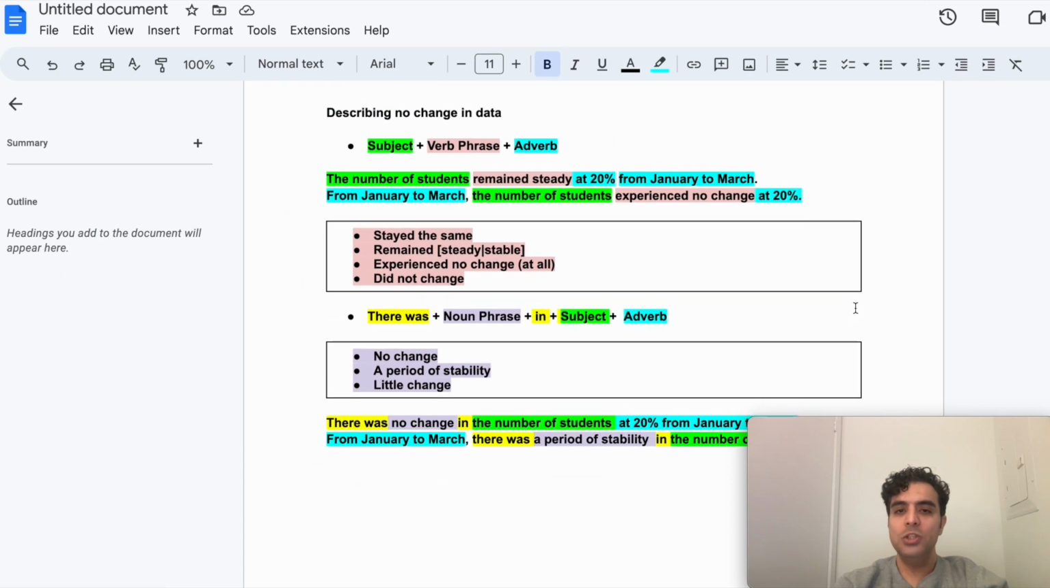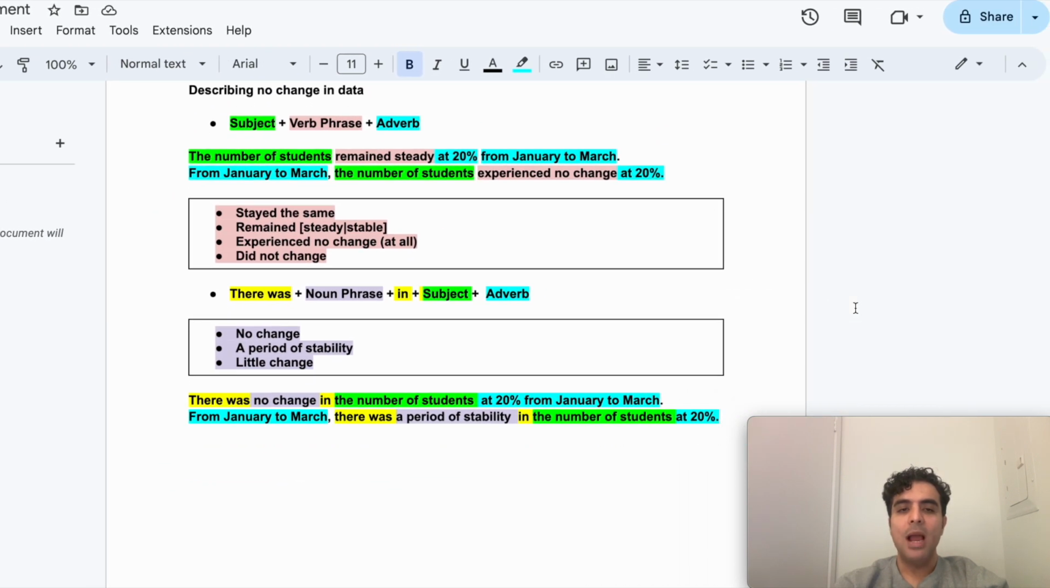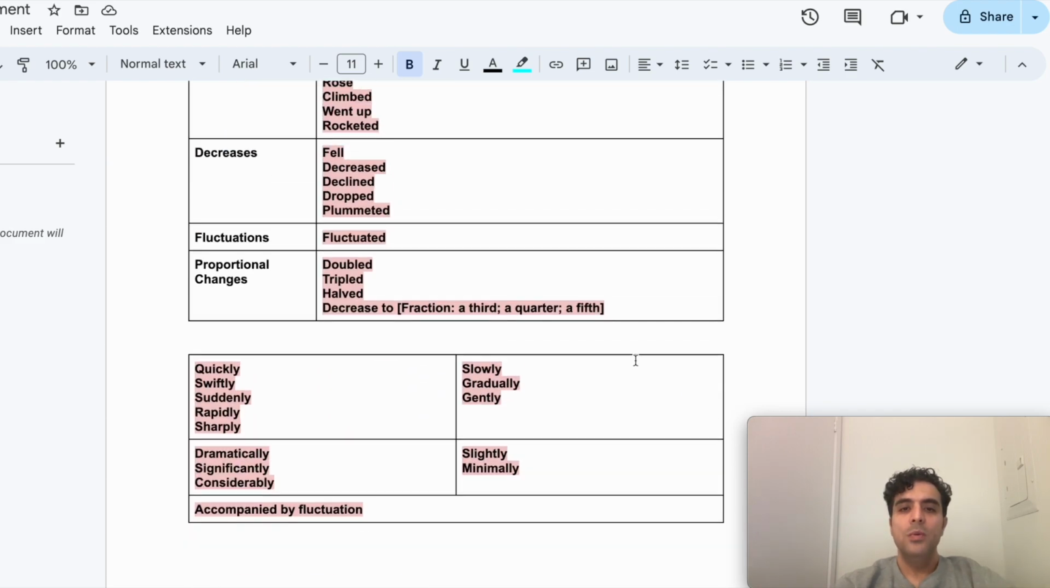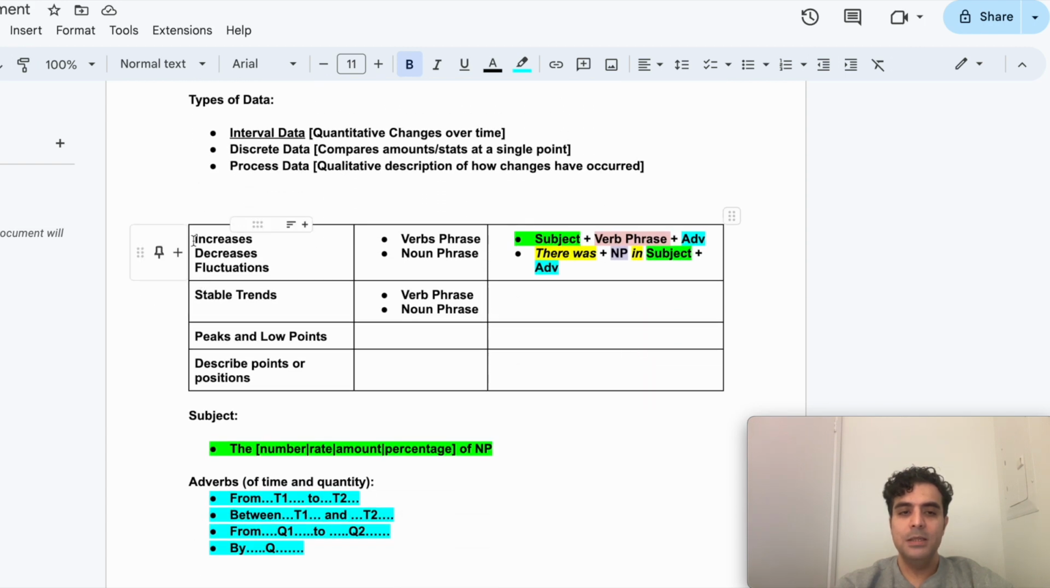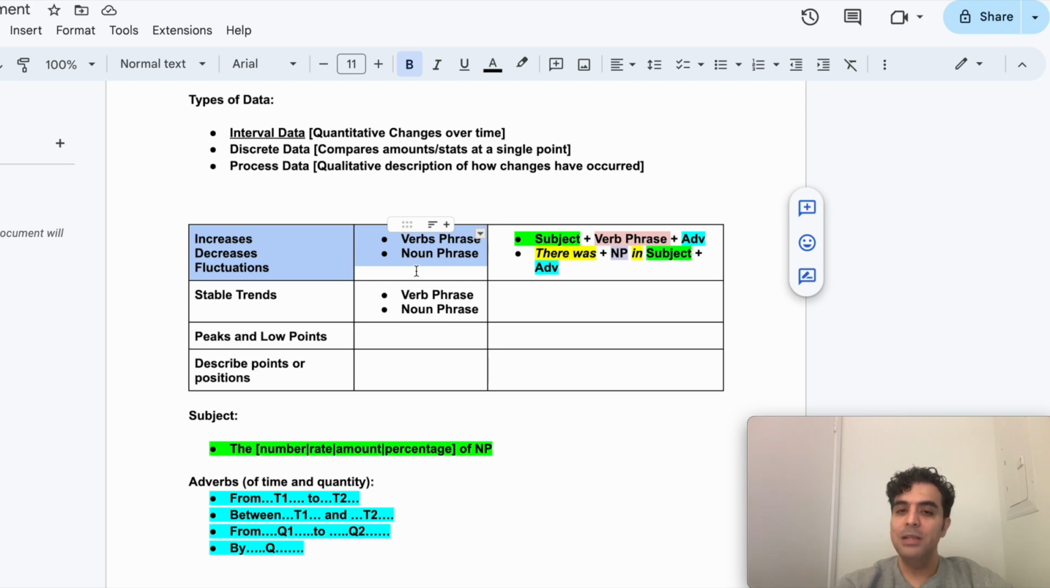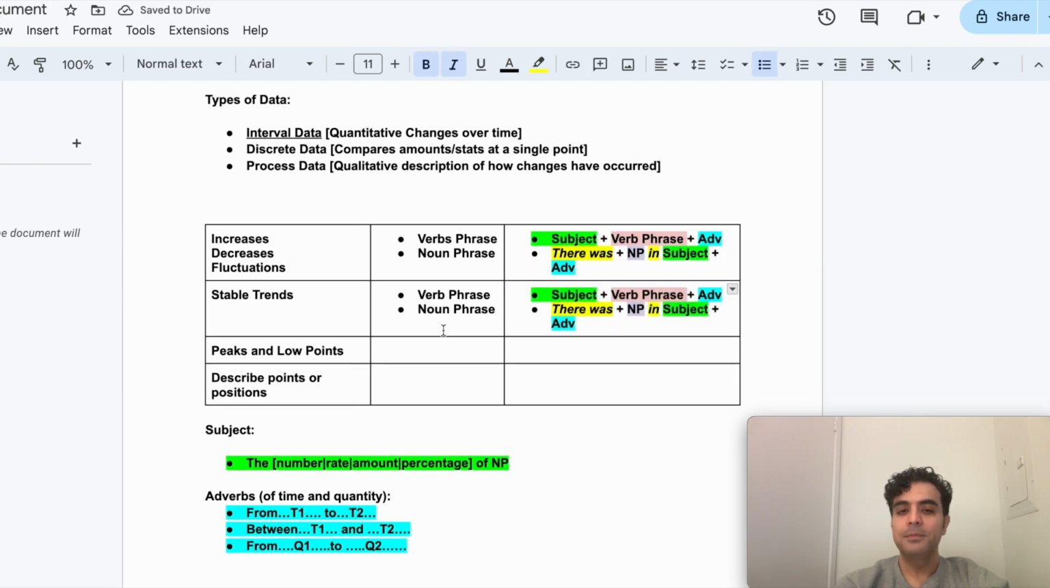These are the two structures that we use to describe no change or stability in the data that we're describing. Okay, so we have now covered increases, decreases, and fluctuations with two structures, verb phrase and noun phrase. And we've used pretty much the same two structures to describe stable trends, which is why I'm copying it down here. The next change that we want to describe is peaks and low points.